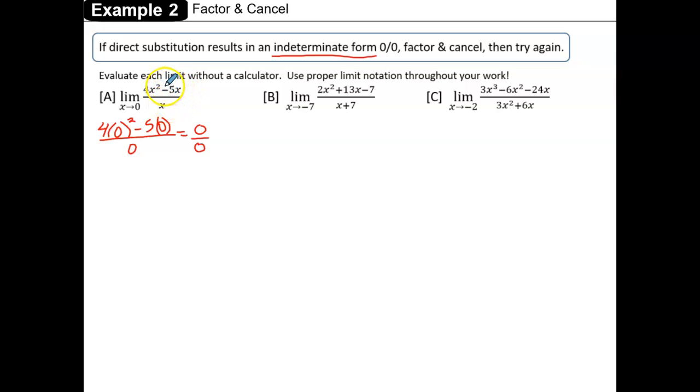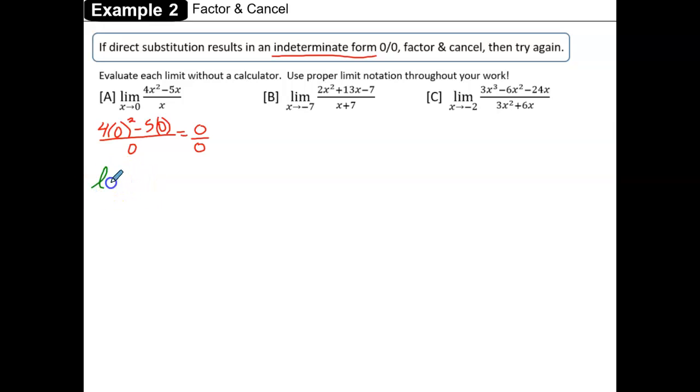So when that happens and you have a rational function, if there's a polynomial that will factor in either the numerator and/or the denominator, then you're going to go ahead and factor that and then cancel any common factors. Then you can try direct substitution again. So in our numerator, we have 4x squared minus 5x, that's a quadratic binomial, and there's a greatest common factor of x in both terms of that numerator.